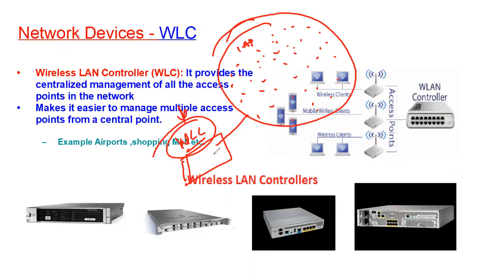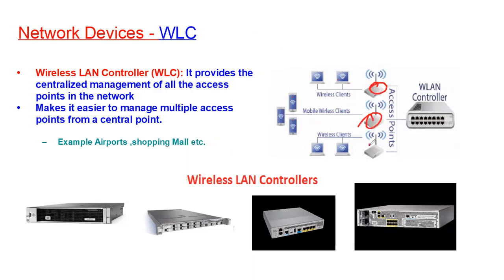You can upgrade the firmware from the WLC. You can configure the security policy from the WLC from a central point. Okay, so if you see, we are having multiple access points. Let us say we are having hundreds of access points. All of them are connected to the WLC or wireless LAN controller, and from the wireless LAN controller, we can manage the different access points. So the WLC provides the centralized management of all the access points in the network, making it easier to manage multiple access points from a central point. Example, airport, shopping mall, etc.